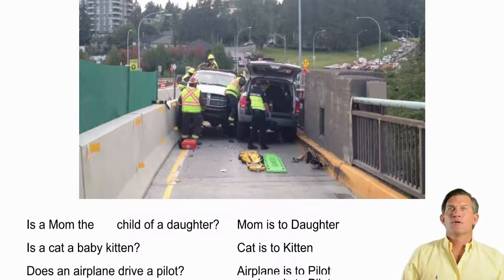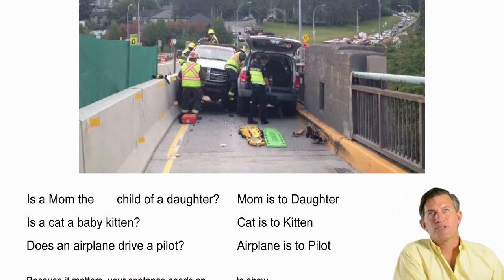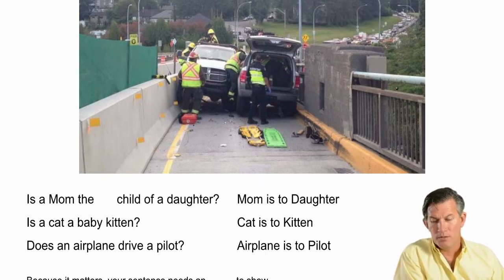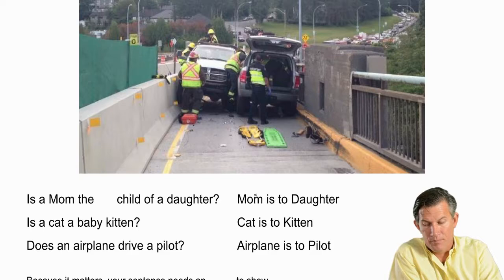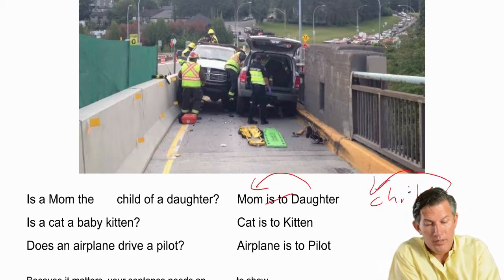Is the mom a daughter of a child? No. Is a cat a baby kitten? No. So, is the mom a child of a daughter? No. If you have child here, cross out is to: the daughter is the child of a mom, or you draw it here.